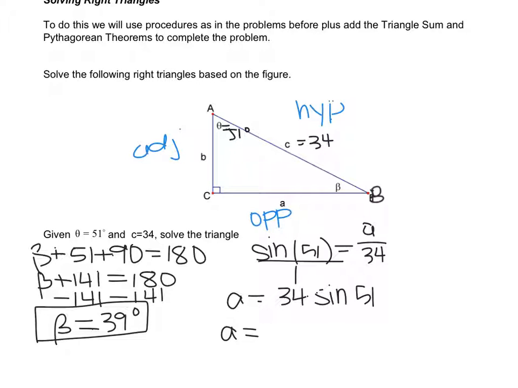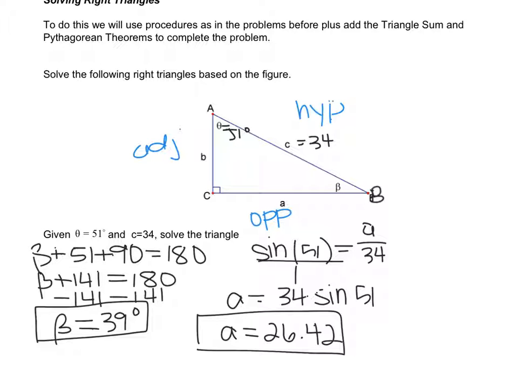Using a calculator, 34 times the sine of 51 is 26.42. We now know 2 of our 3 sides, so we could use the Pythagorean theorem to solve for B. But the problem is we had to round to find A, which means we'll probably have to round again to solve for B, and I want to have the most accurate answers possible.